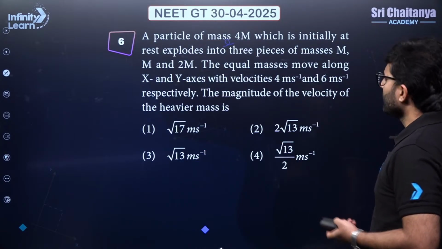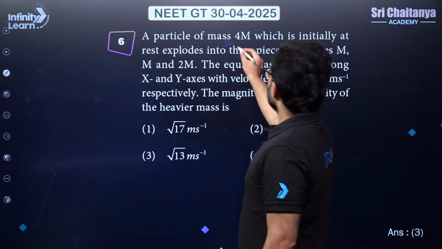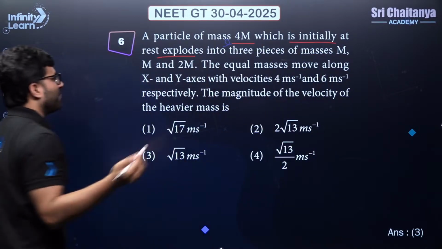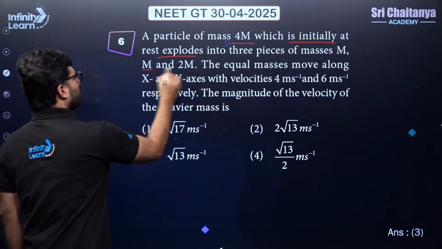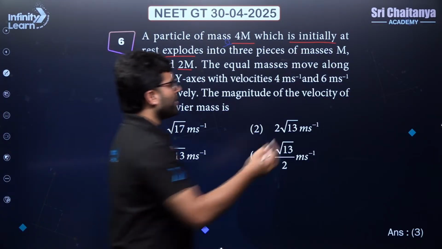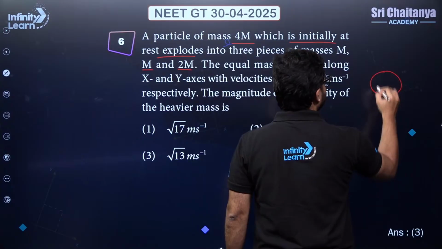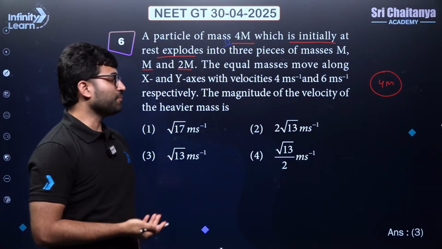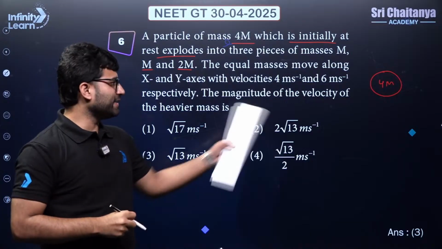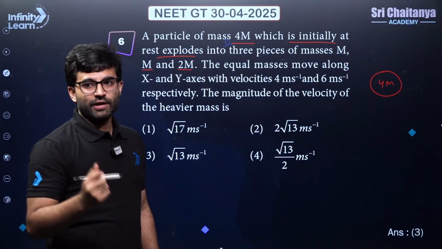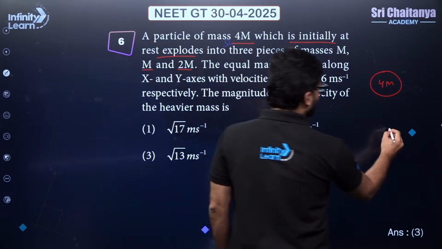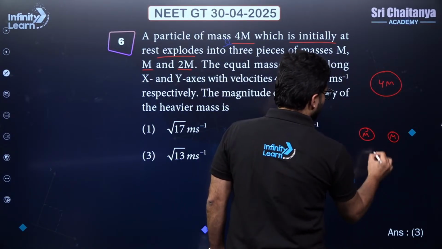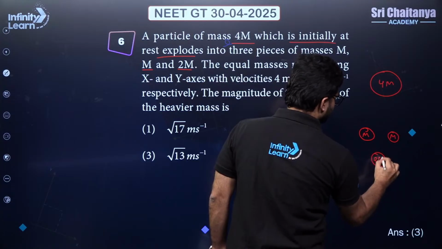Let's move ahead. A particle of mass 4m, which is initially at rest, explodes into 3 pieces of mass m and 2m. So what is happening? This 4m mass, so let's say a bomb is there, which is of mass 4m. Now this explodes. Now they are saying that it is exploding into 3 masses. What are those 3 masses? One is m, another is also m, and the third one is 2m, right?